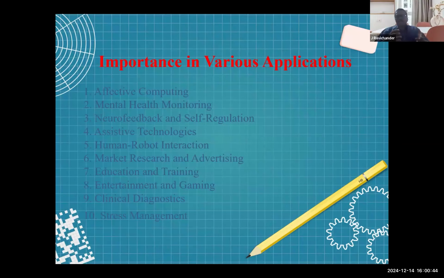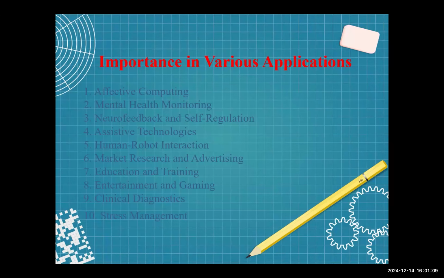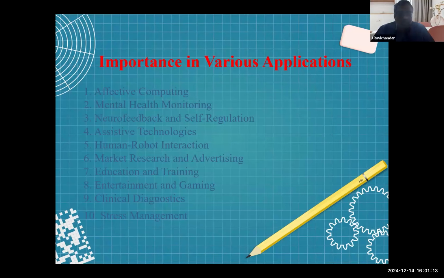Next, education and training. In education and training, also in virtual reality and augmented reality, we can use this by integrating the brain-computer interface with augmented reality and virtual reality. We can use these brain-computer interface devices. Next, another one is entertainment and gaming. In entertainment and gaming also, we can use this particular device, using what I just told you, augmented reality and virtual reality.